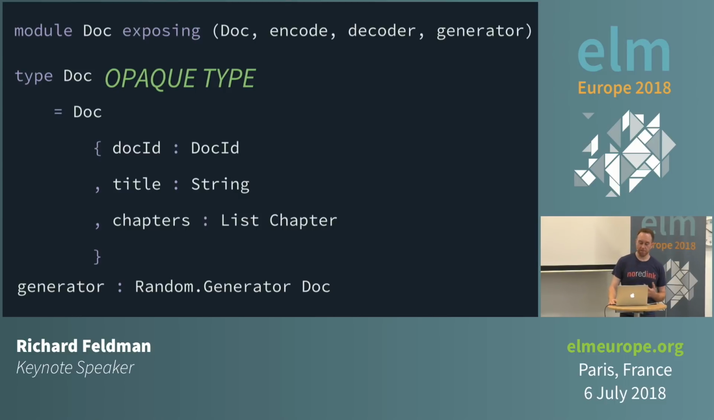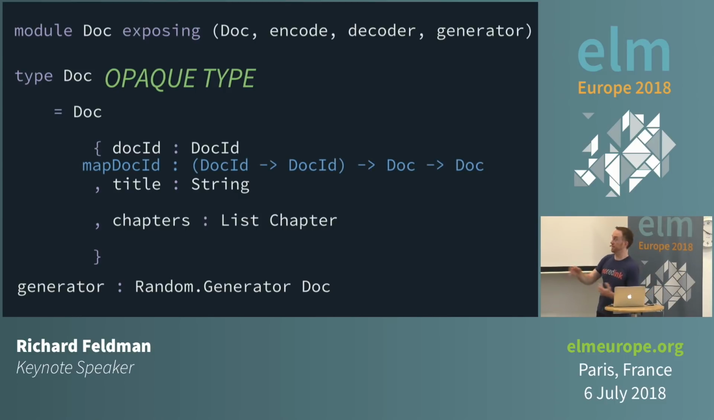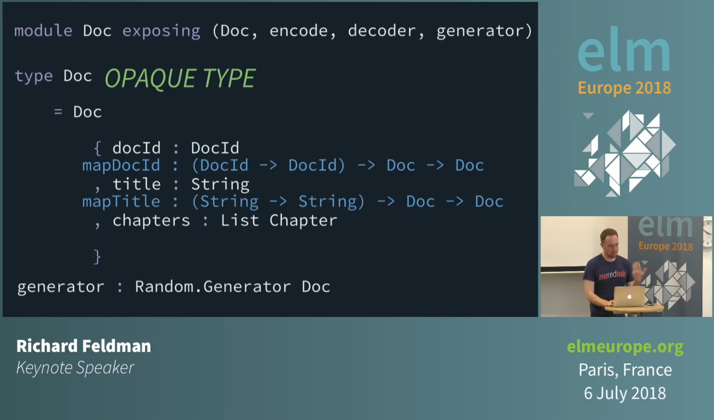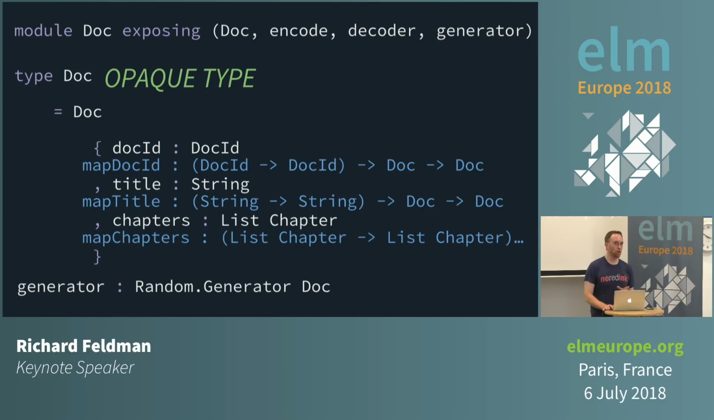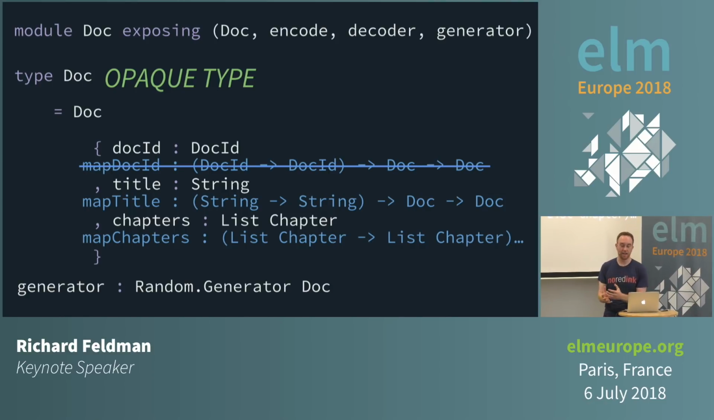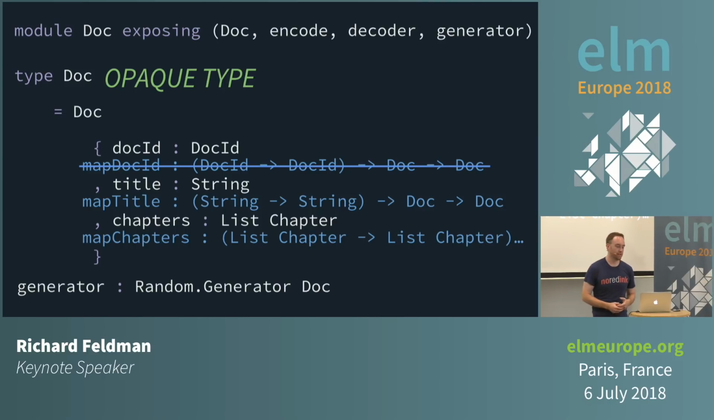So if I want to let them modify it, what I have to do is expose something like map doc ID, which takes a doc ID change in a doc and then returns a new doc with that changed. And same thing with map title and map chapters. Now, if I'm doing all this, I might say, well, I actually don't want to let people modify the doc ID. So I'm just not going to do that one. I'm going to expose map title and map chapters, but not doc ID. So I can maintain the guarantee that the only way to have a doc ID is to generate it or to read it from JSON.